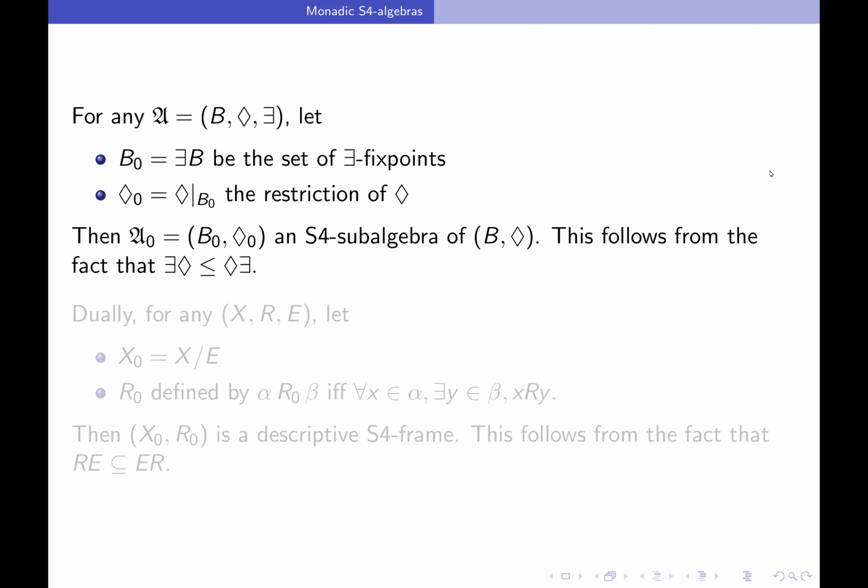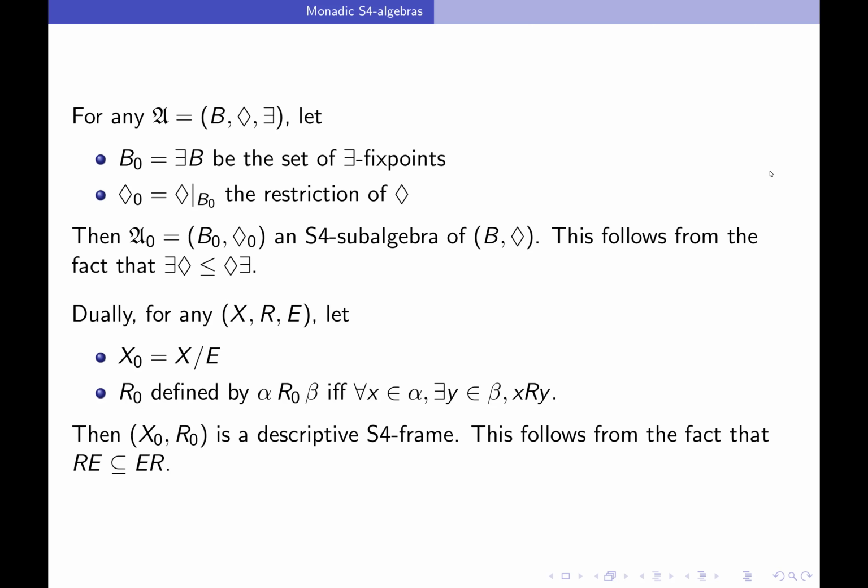Okay, so if I have one of these algebras, here's a relationship with S4 algebras. It's kind of a nice relationship we have. If I look at the exists or for all fixed points, those will be the same. So I look at the set of E fixed points, and then I let diamond 0 just be the restriction of the diamond to that set of fixed points. Then what we get here is actually an S4 subalgebra of the S4 reduct of B diamond. This follows exactly from that left commutativity axiom, if you work it out.